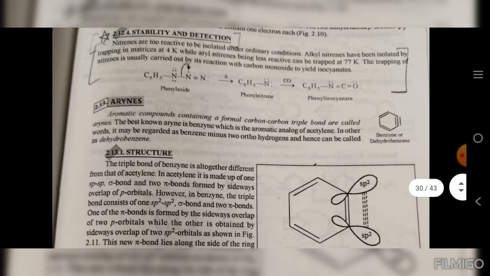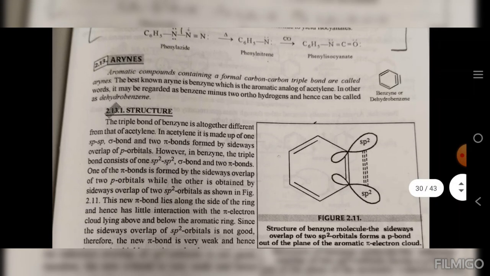Stability and detection. Nitrenes are too reactive to be isolated under ordinary conditions. Alkyl nitrenes have been isolated by trapping in matrices at 4 K, while aryl nitrenes, being less reactive, can be trapped at 77 Kelvin. The trapping of nitrene is usually carried out by its reaction with carbon monoxide to yield isocyanates. Phenyl azide, phenyl nitrene, phenyl isocyanate. 8. Arenes.